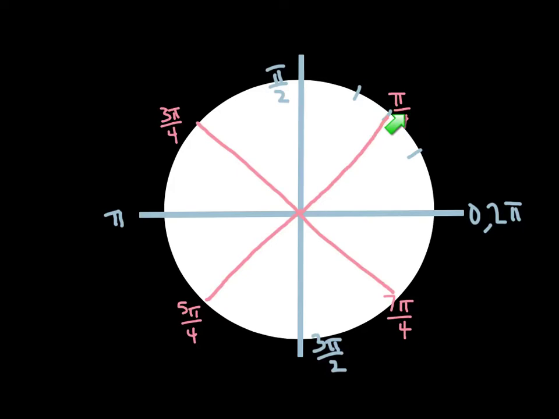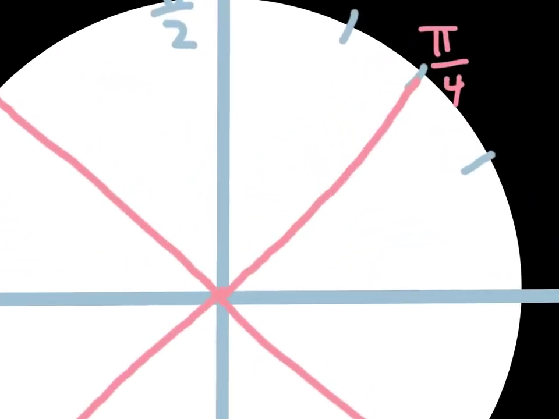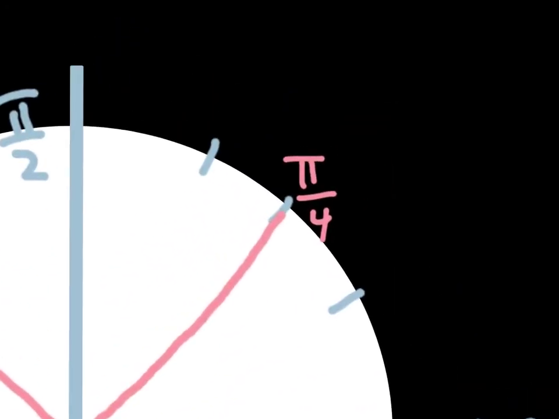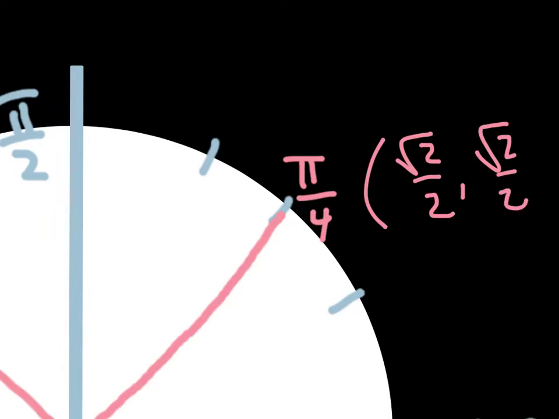And let's just refresh here from the previous video. The ordered pair that goes with 45 degrees, also known as pi over 4, is square root of 2 over 2, comma, square root of 2 over 2. Very important. Okay, so let's go to the other angles.